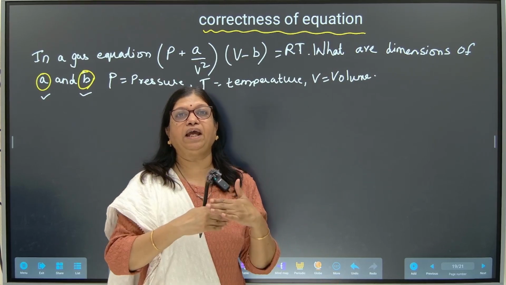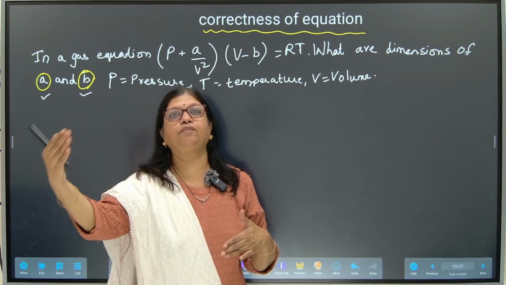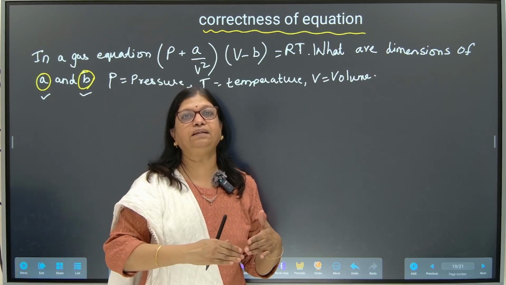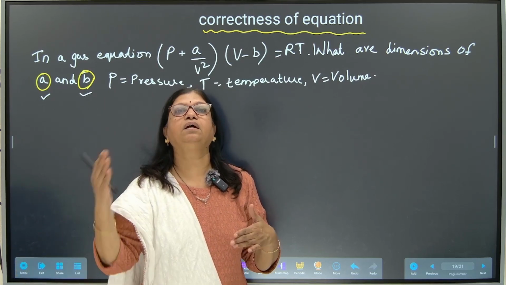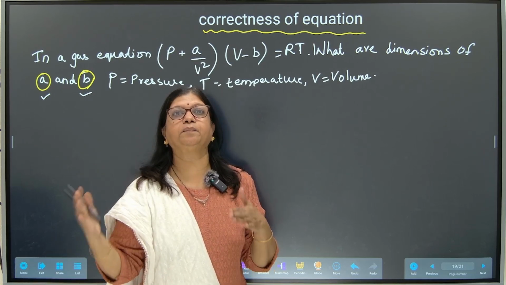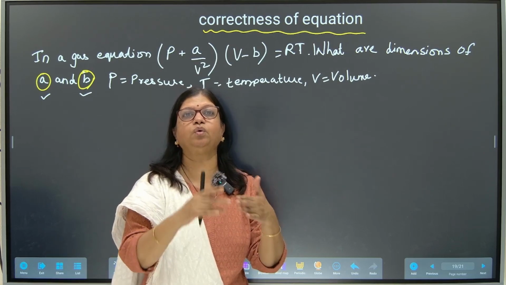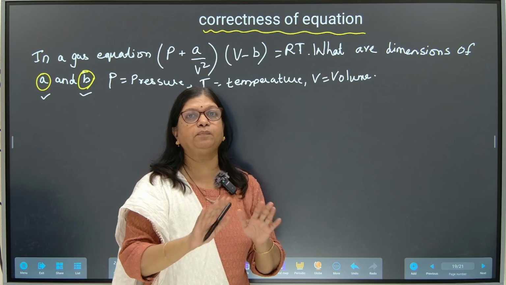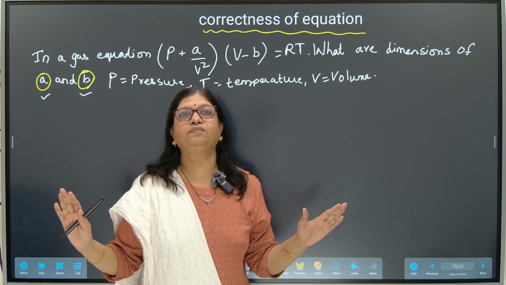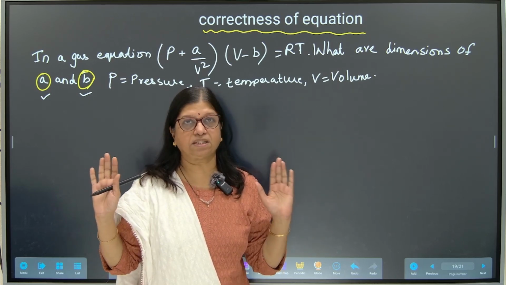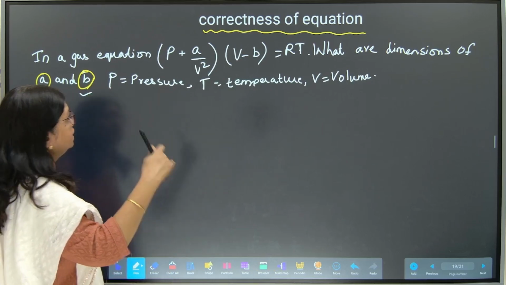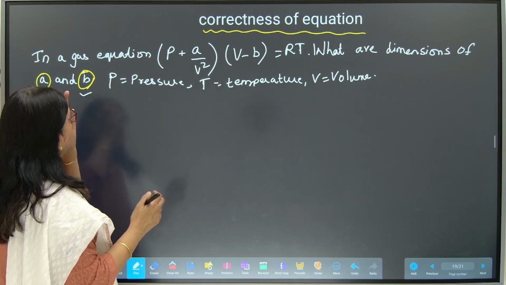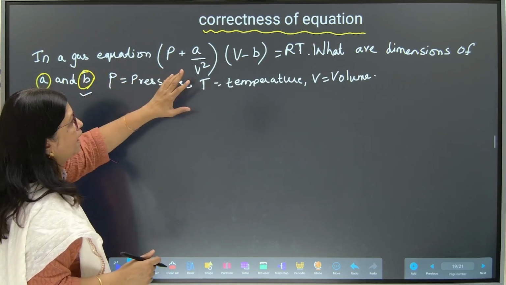That is, if I add mass, I have to add it to another mass, length to another length, time to another time. What operations can I do? Either I can add them, subtract them, or equate them. Only the same physical quantities can be used in that. Using that, let us now find the dimensions of A and B.